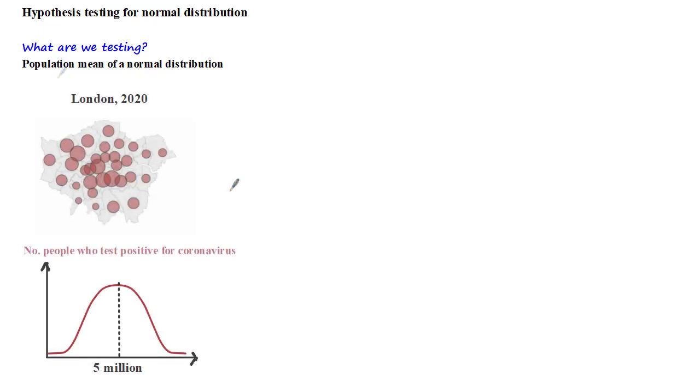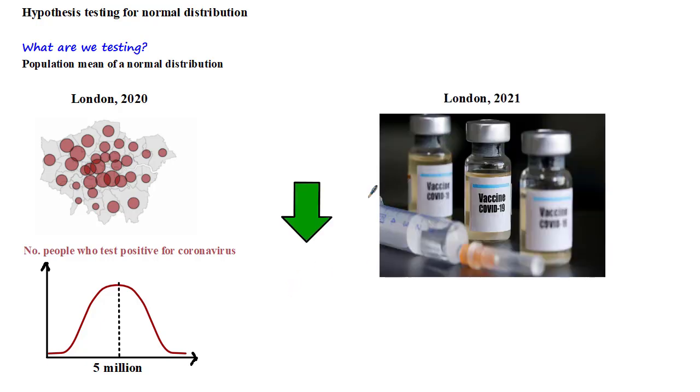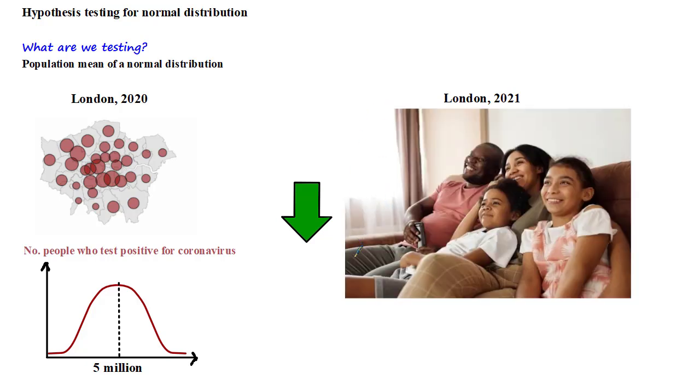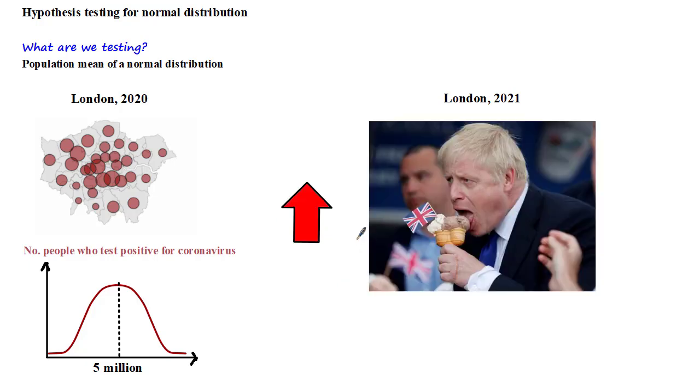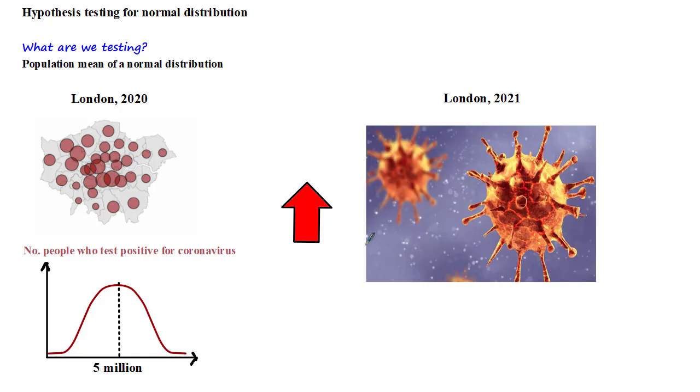For example, if the number of people in London who tested positive for coronavirus is normally distributed, and you found in the year 2020 that the mean number of people who tested positive was, say, 5 million. Well, after a year, this could certainly change. The mean number that tests positive for coronavirus could decrease if a vaccine is found, or if we had more families generally staying at home, which would decrease the spread of the virus. On the other hand, it could increase if a lockdown is perhaps lifted too early, or if another variant, such as the South African variant, enters the population.